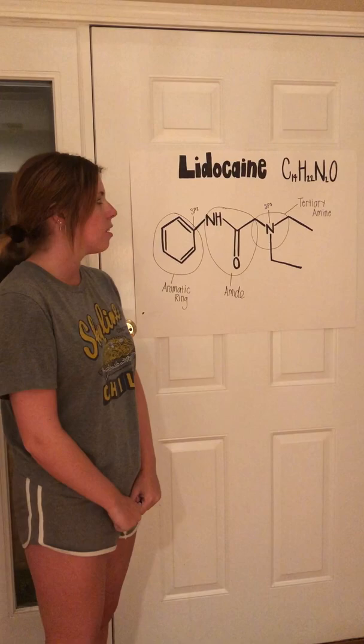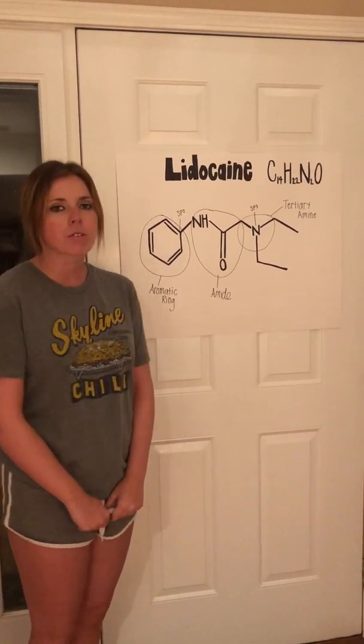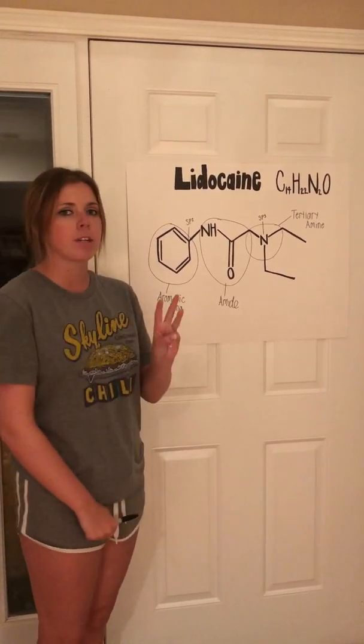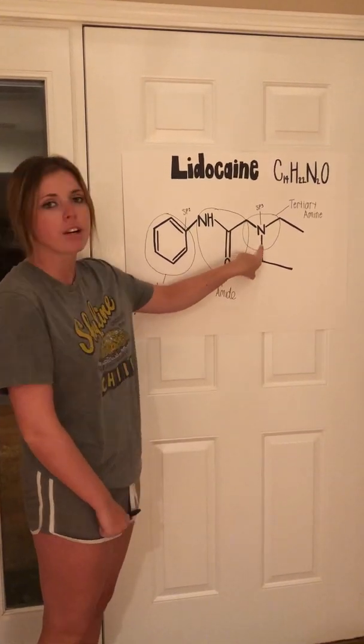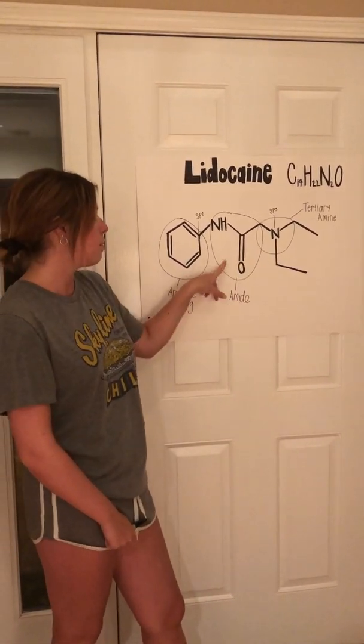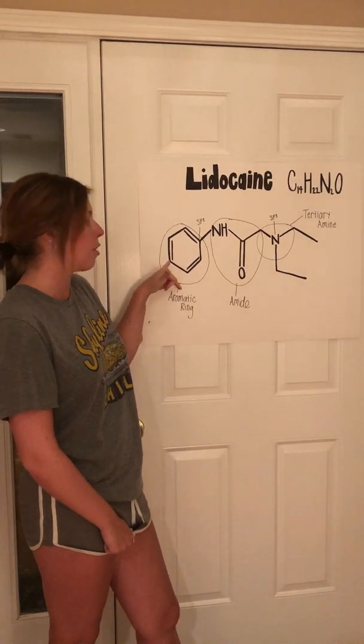To review from last video, we talked about the functional groups in lidocaine. I have 3. My first one over here, I have a tertiary amine. I also have an amide, and I have an aromatic ring over here.